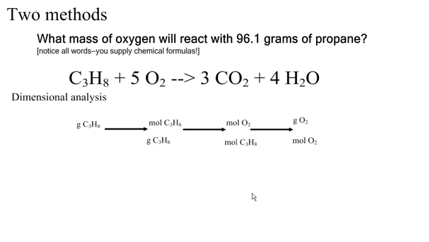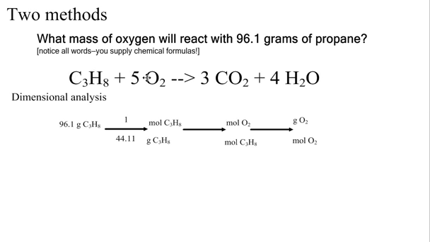Now let's fill in what we're given. We were given grams of methane, so let's put that: 96.1 grams of methane. The mole is always bigger, so let's put a 1 in front of the mole. And then we need to find the molar mass of methane, so we look at the periodic table and we find that it's 44.11 grams per mole.